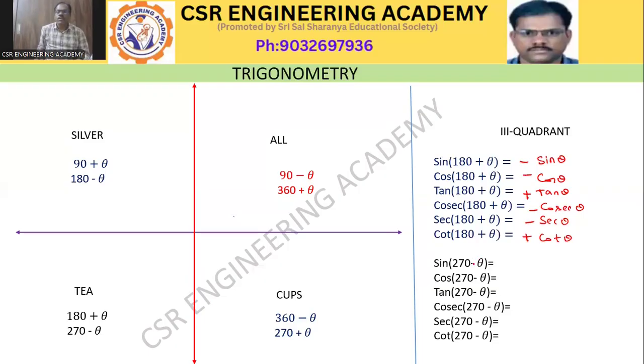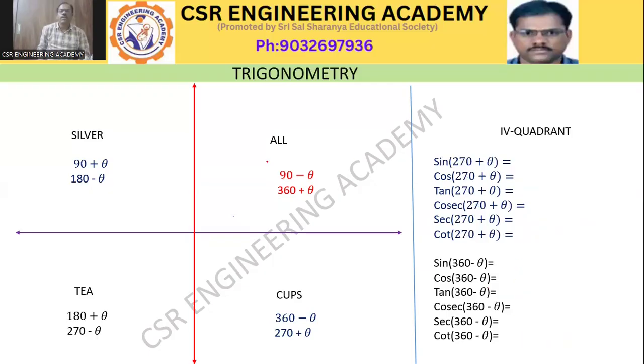270 minus theta is an odd multiple. Sine changes to cos, that is cos theta, cos changes to sine theta, tan changes to cot theta, cosecant changes to secant theta, secant 270 minus theta is cosecant theta, cot 270 minus theta is tan theta. In the third quadrant, tan and cot are plus, remaining ratios negative.